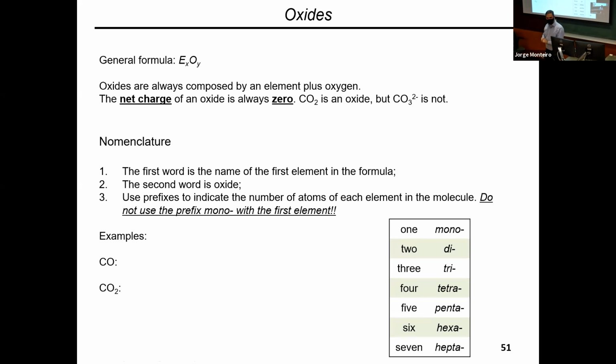Nomenclature, very simple, guys. The first word is the name of the first element in the formula. Second word is oxide, and you are going to use prefixes to indicate the number of atoms of each element in the molecule. Attention, do not use the prefix mono with the first element.